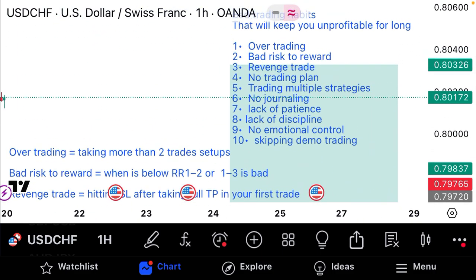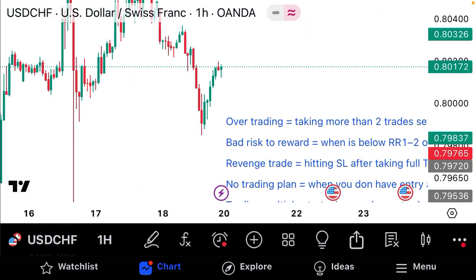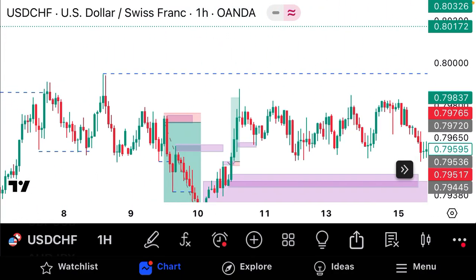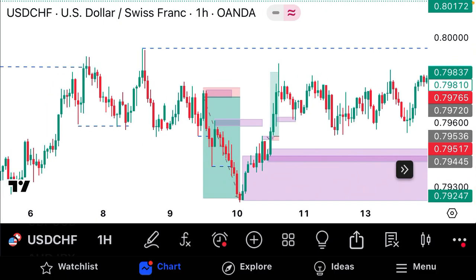Which is trading multiple strategies. So as you guys can see here, I only trade one strategy. There's no multiple strategy here. My strategy is very simple. Advanced SMC. If you go down to lower time frame, you will see the whole thing there.